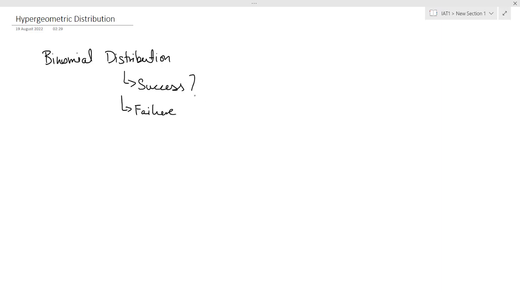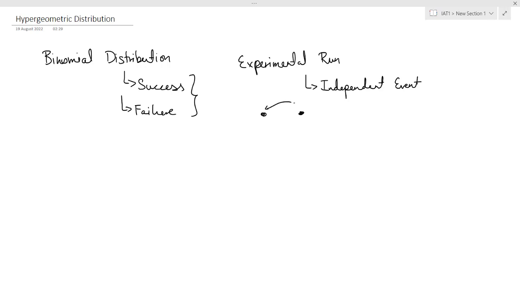But at the same time, in case of binomial distribution, each experimental run is an independent event. When I say it is an independent event, what does it mean? That the outcome of one experimental run does not depend on the second experimental run, right? Means these experimental runs are not dependent on each other.